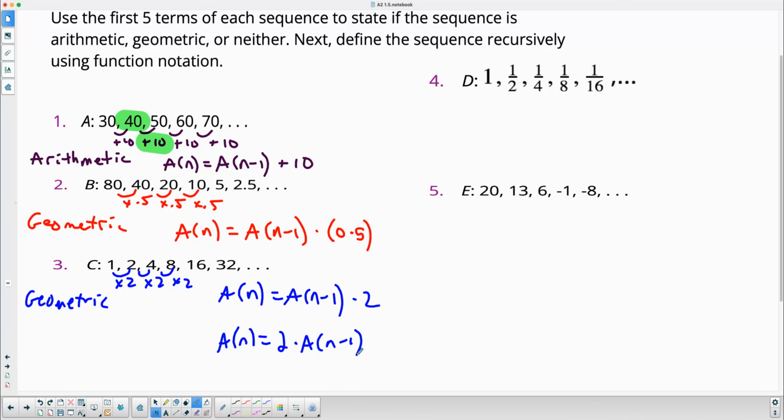Same thing up here with the one I did in red. If you wanted to write it like 0.5 times a of n minus 1, that's fine too. Either way. All right. Let's go to number 4.